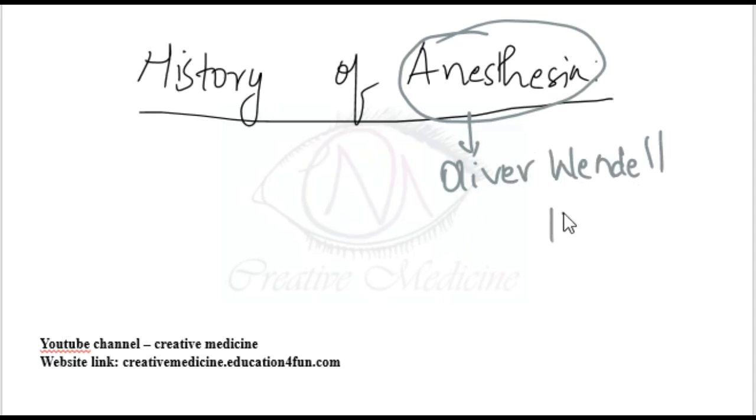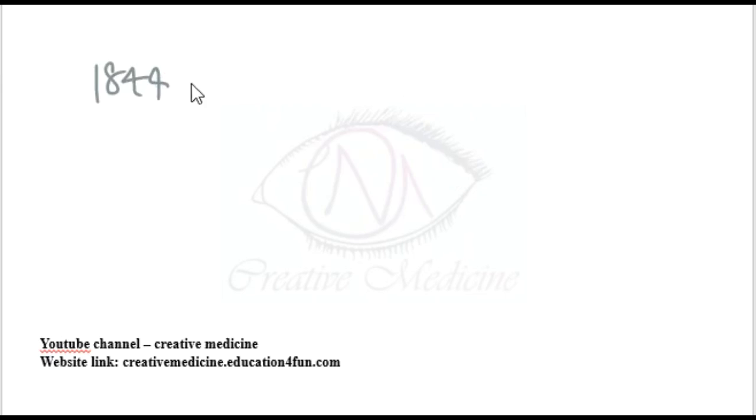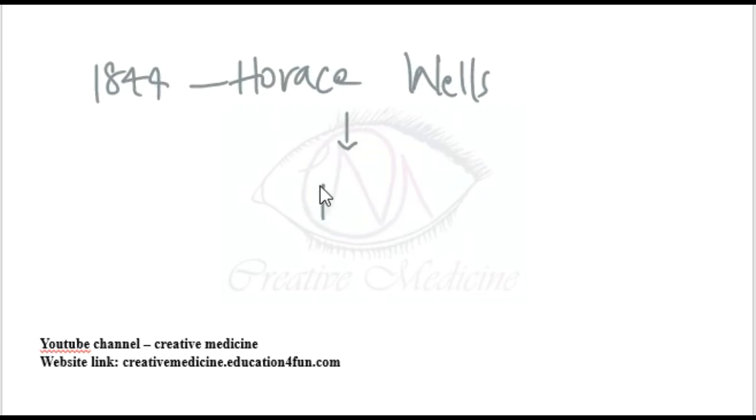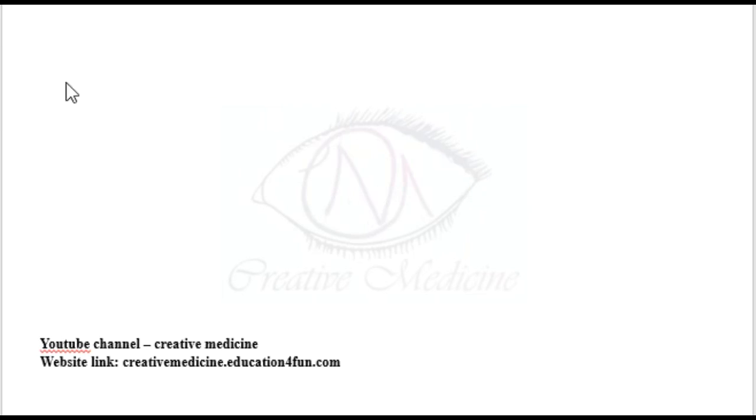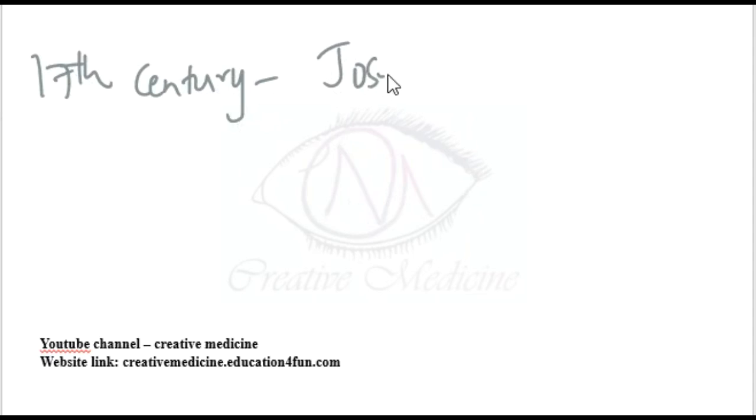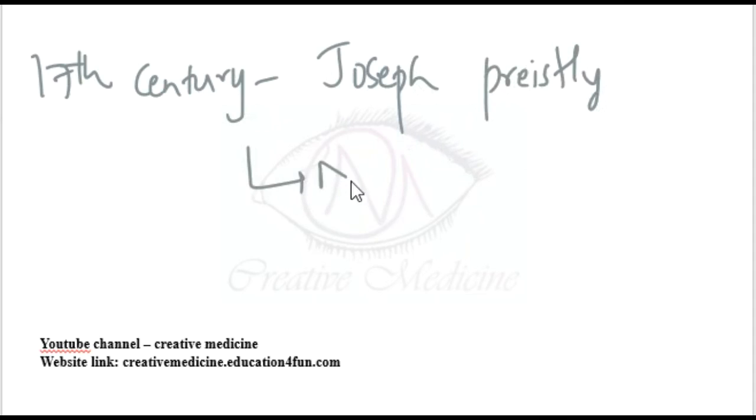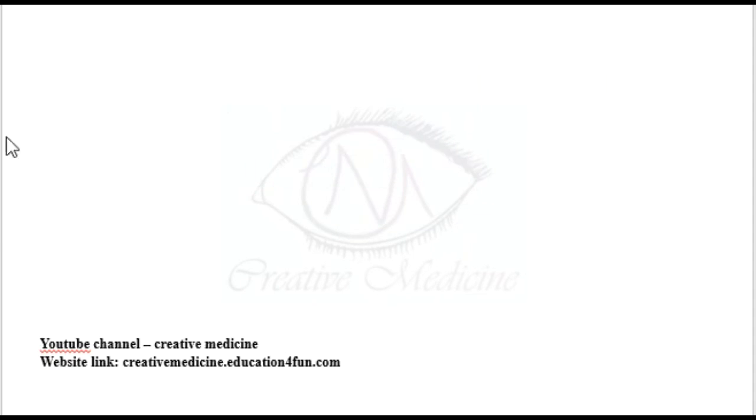Then, in 1844, Horace Wells. In 1844, the scientist Horace Wells discovered an anesthetic property of N2O, but he failed to demonstrate the property. In the 17th century, there was a scientist called Joseph Priestley, who discovered nitrous oxide, nitrogen, and oxygen.